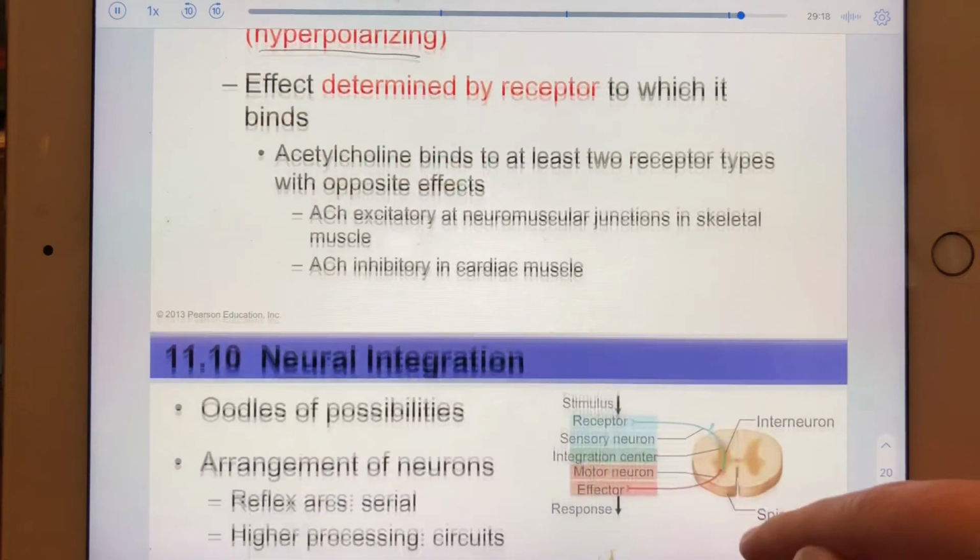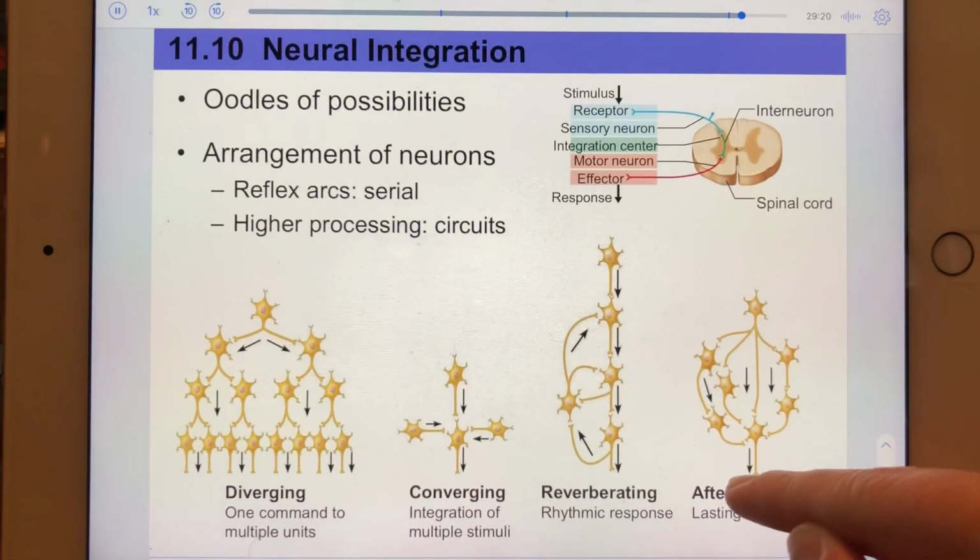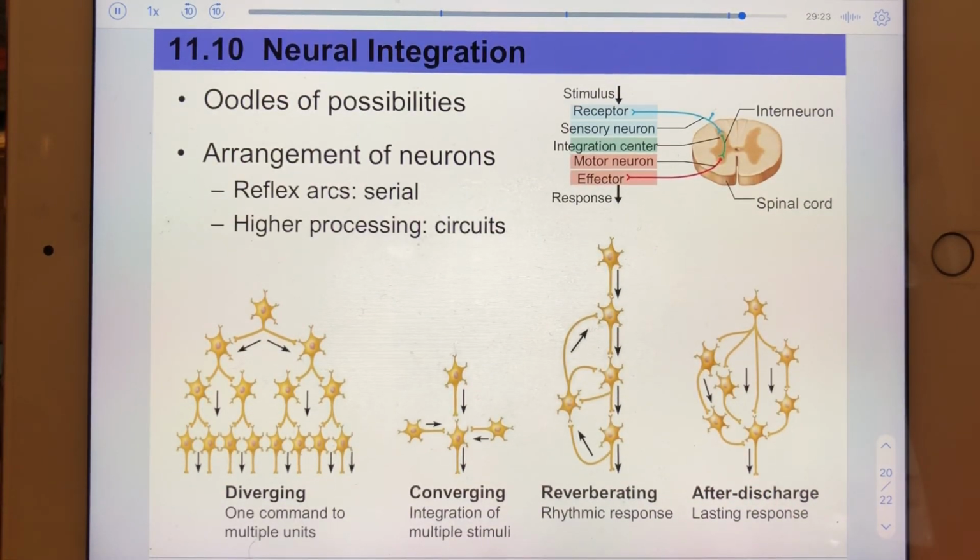Okay, let's talk about linkages between neurons. Okay, there are lots and lots of possibilities as to how neurons can be linked, and when they are linked, we tend to call that linkage a neural pathway. Okay, and the most common neural pathways are diverging, converging, reverberating, and after discharge.